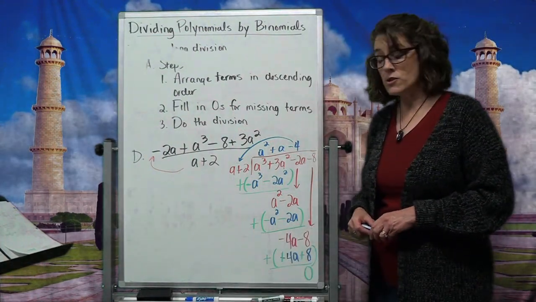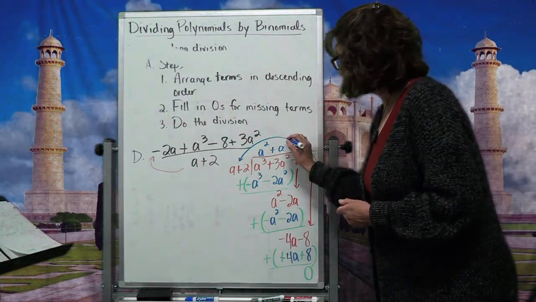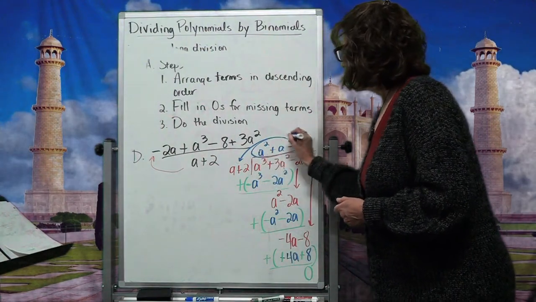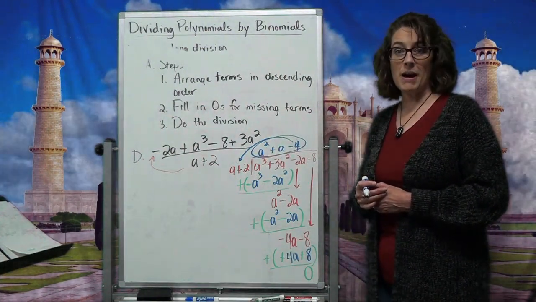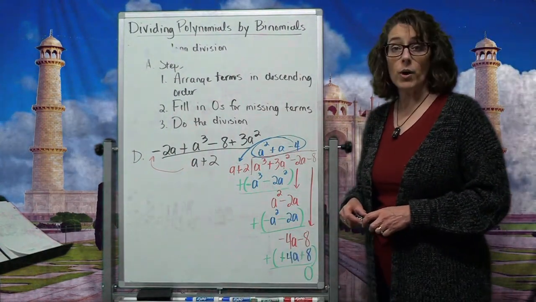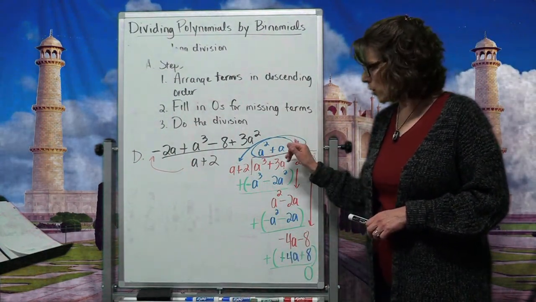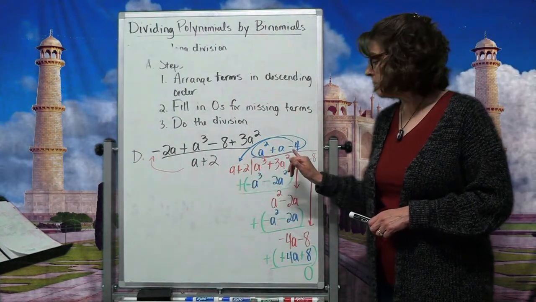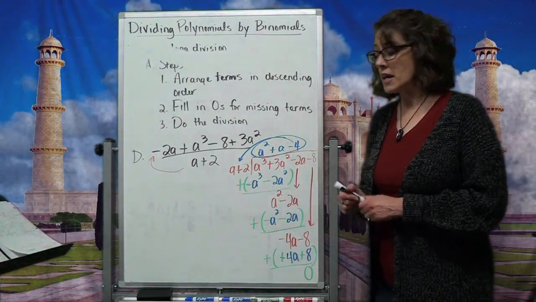Now, where is my answer? Yes, absolutely, right up here at the top. There's my quotient. That is my answer. Now remember, we can check this. How did we check it before? Absolutely, we multiplied our quotient to our divisor. We better get the dividend. Same thing's going to happen here.